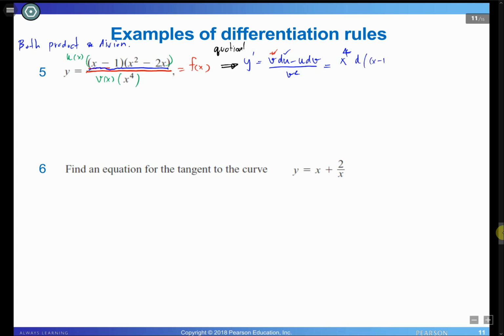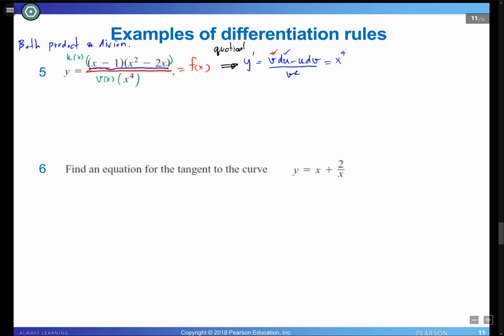x minus 1, x squared minus 2x. And we are supposed to differentiate this with respect to x, and that is going to be du. Minus u, this one is easy, u, x minus 1. I don't think I have enough space, so what about I save some space and write it again? Sorry about that. I didn't expect this to be this long. Okay, equal to v. This one is x to the power of 4.